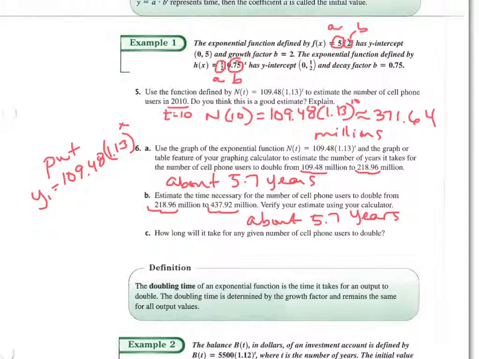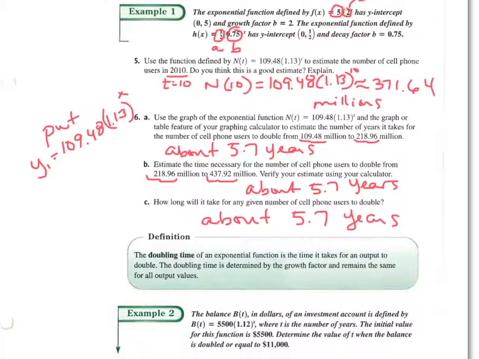Okay, so for this particular function, this is its doubling time. For n of t, it takes 5.7 years for any of these numbers of cell phone users to double, whether you're starting at 2000 and seeing when that amount doubles, or seeing when the amount in 2005 doubles, whatever it is. It's going to be true for this whole function. It takes about 5.7 years. So each function has its own doubling time.